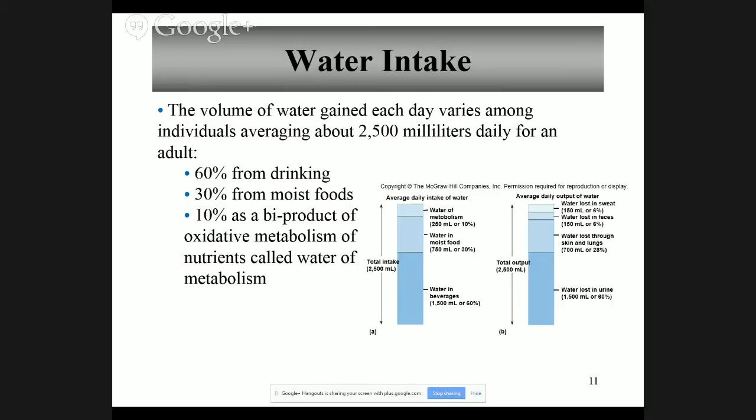And when you're taking in 2,500 milliliters daily, you should be excreting 2,500 milliliters daily. 6% is lost in sweat, 6% is lost in feces. Water is lost through your skin and lungs, about 28%, and urine accounts for 60% of the water loss.